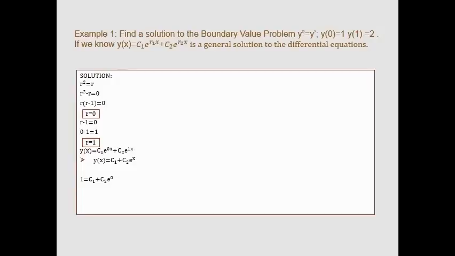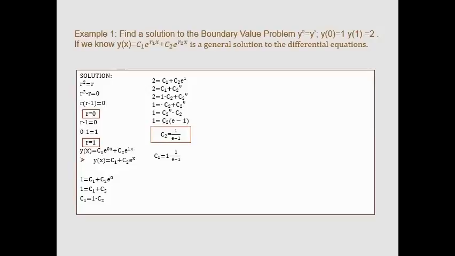1 is equal to c1 plus c2 e^0, so c1 equals 1 minus c2. Then 2 equals c1 plus c2 e^1, so 2 equals 1 minus c2 plus c2 e. 1 equals negative c2 plus c2 e. 1 equals c2 e minus c2. 1 is equal to c2 (e minus 1), so c2 is equal to 1 over e minus 1.